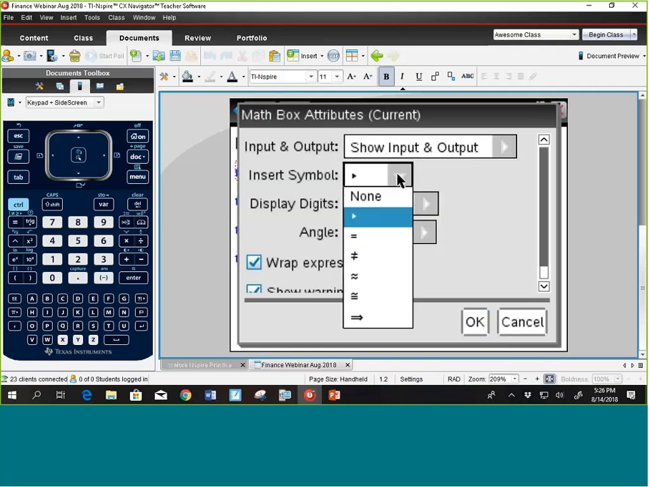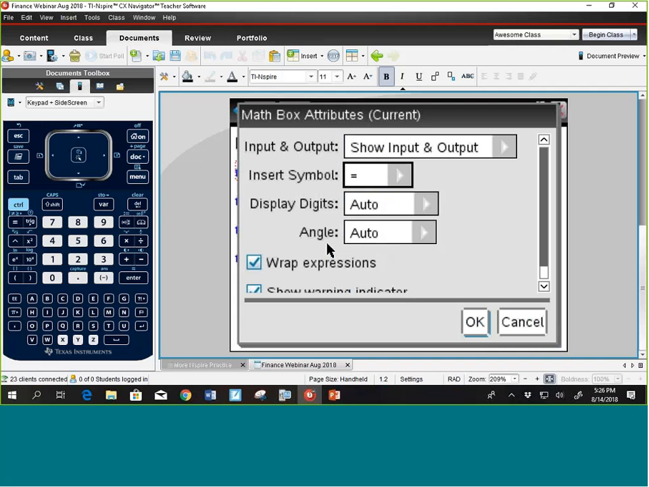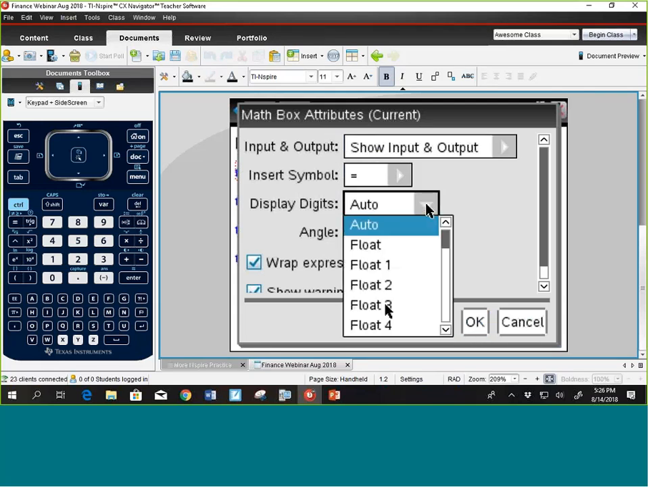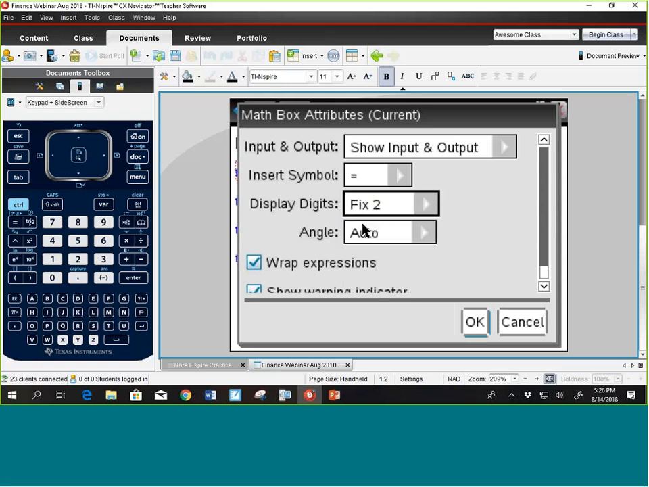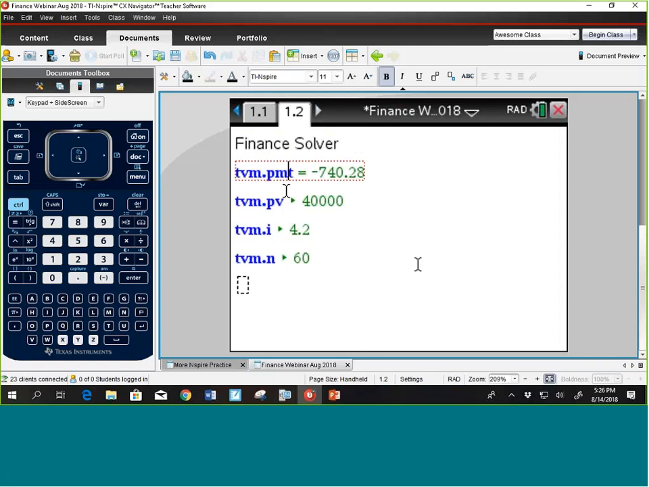You could make that an equal sign, and I could go and do my display digits. These are floats. I don't want floats, but I could fix it at 2 because when I'm dealing with money, I like it to look like dollars and cents. So I can go in and change those attributes.